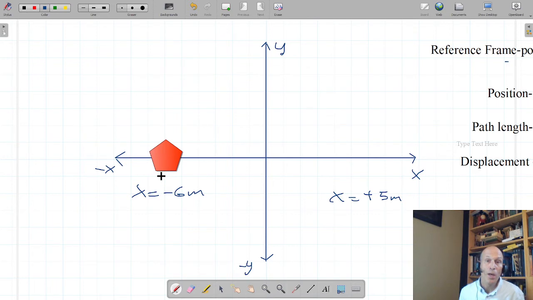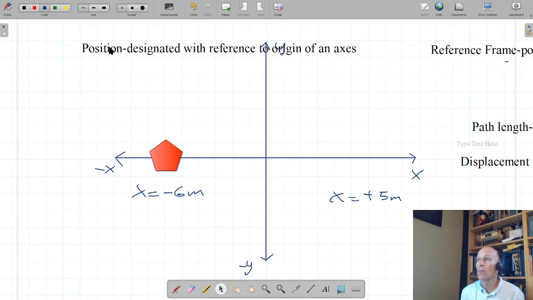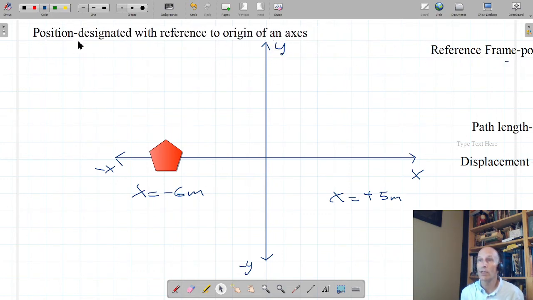So those designations, positive and negative, with the number, make the position here tell you whether it's left or right of 0. So that's kind of powerful. That's much more useful than just giving a single number with no sign to it. So I want to point out to you that position is always designated with reference to some axes. And if it's positive or negative, that has significance.